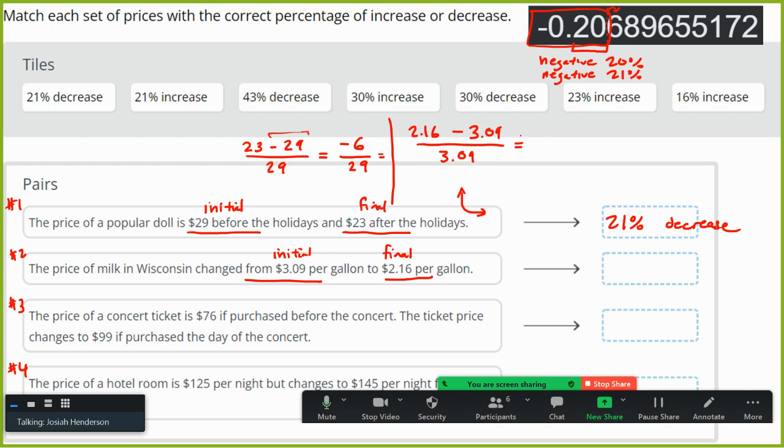Okay, first do the subtraction on top. So in your calculators, 2.16 minus 3.09. And again, we get another decrease. It's negative 0.93. And then in the denominator, that hasn't changed yet, 3.09. So now we have to do the division. Now divide. So keep that top number and then hit divide 3.09.